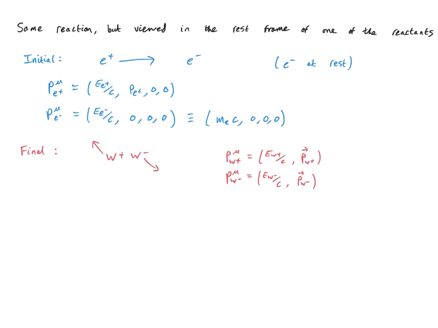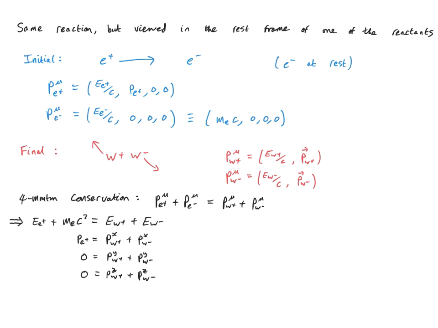After the collision, we have a pair of W bosons, W plus and W minus, and because we lack the symmetry now of the centre of momentum frame, we have to allow for general energies E_W+ and E_W-, and general relativistic three-momenta P_W+ vector and P_W- vector. As usual, and as always, we exploit the four-momentum conservation that tells us that the total four-momentum before the reaction is equal to the total four-momentum after the reaction.